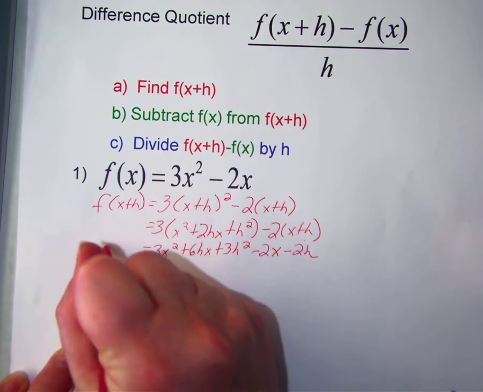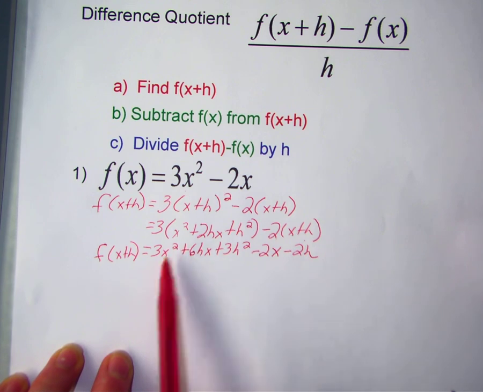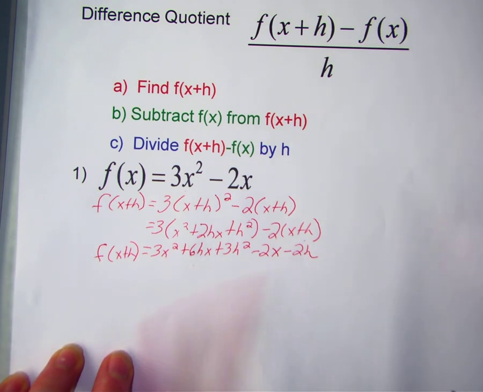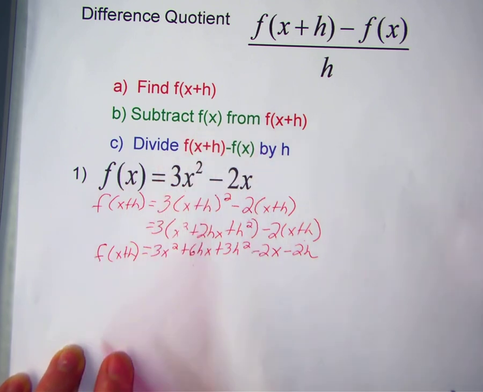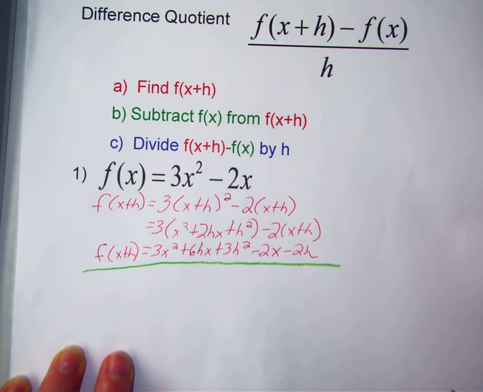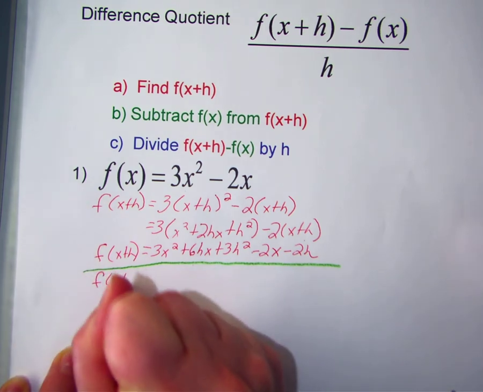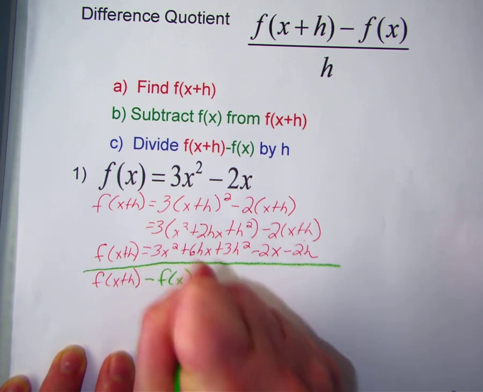All right, so I believe that this is the simplest form of f of x plus h. I don't see any like terms that I could combine together. All right, so now what I want to do is take f of x plus h, and subtract f of x from it. Okay, so in the green step, this is part B, right? F of x plus h, subtract f of x.